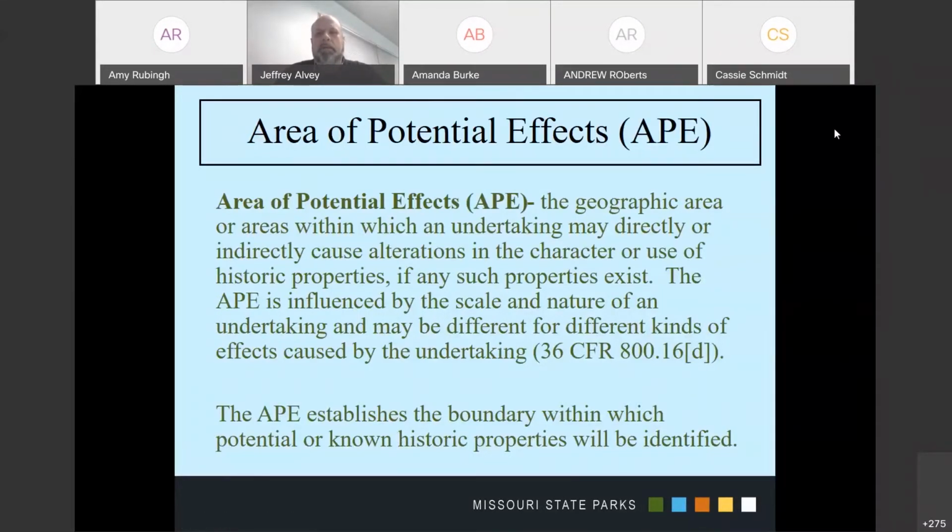And so basically this is the geographic area or areas within which an undertaking may directly or indirectly cause alterations in the character or use of historic properties. So more generically, we talk about this as a project area. That's what you guys might refer to it or think of it as. So basically the APE establishes the boundary within which potential or known historic properties will be identified.